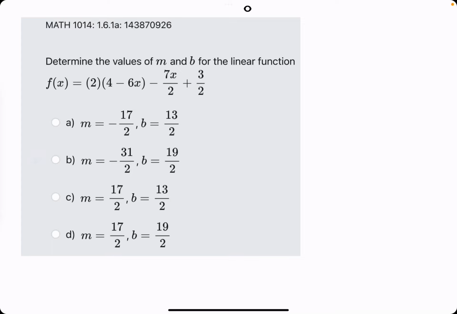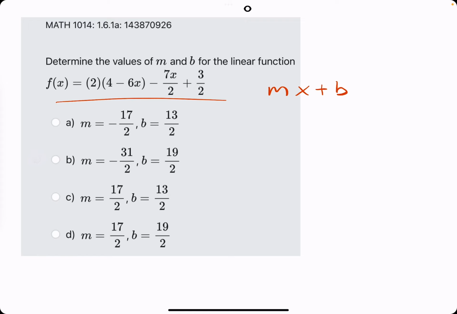Okie dokie. In this problem, they ask us to determine the values of m and b for this linear function. Now, this does not look linear, but the idea is we are supposed to expand everything and then simplify everything to get it in the form of mx plus b. And once we have that, we can identify m and b.